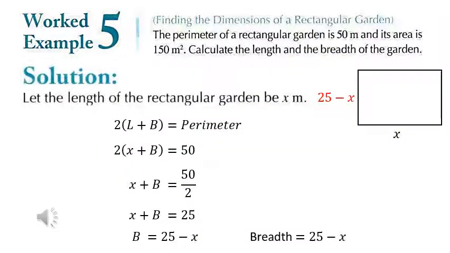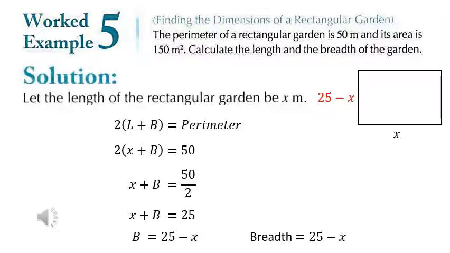Worked example 5. The perimeter of a rectangular garden is 50 meters and its area is 150 meters square. Calculate the length and breadth of the garden. The area and perimeter of the rectangular garden are given in this question, and we have to find the length and breadth of the rectangle. Suppose the length of the rectangle is x.